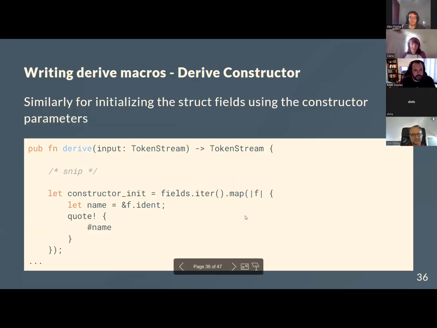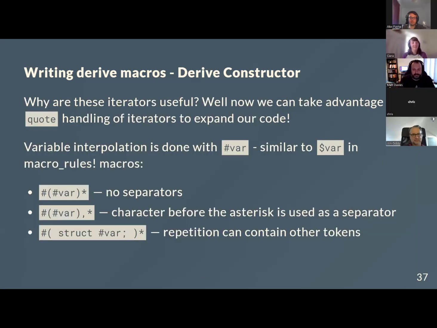The next thing we're going to do is describe the constructor initialization. So again, we're taking the fields iterator and we're saying, okay, get the identifiers, and we're just going to have the name. That's all we actually need here. And the reason this is useful is because now we've got these iterators that have the form we want, that we can take advantage of quote's handling of iterators to expand those iterators into the code we want.